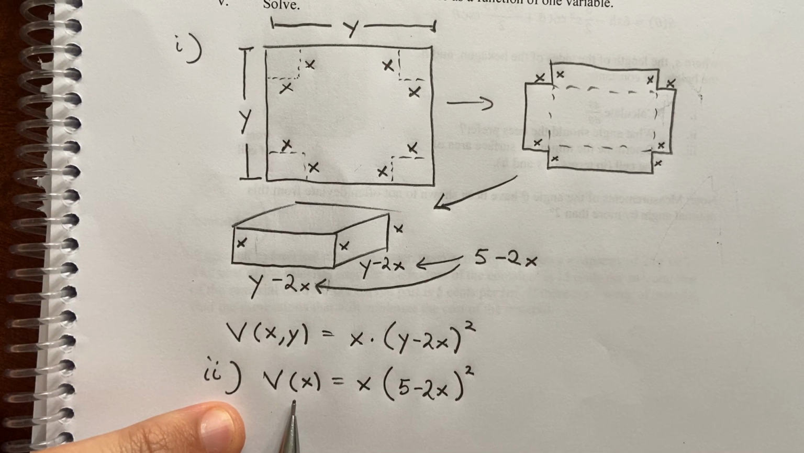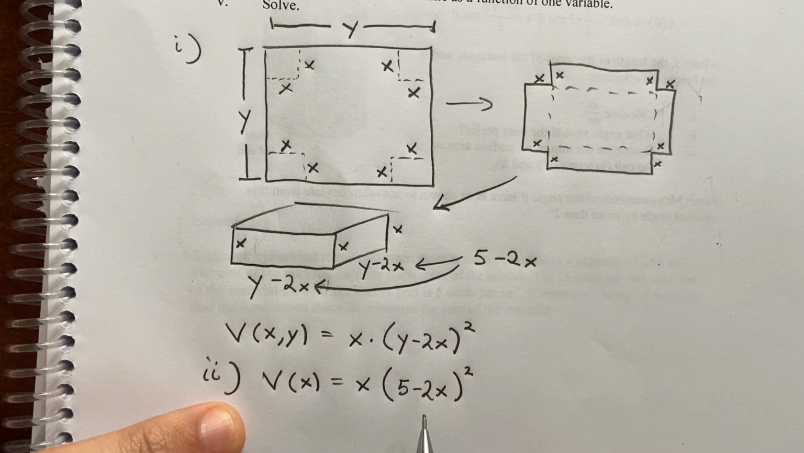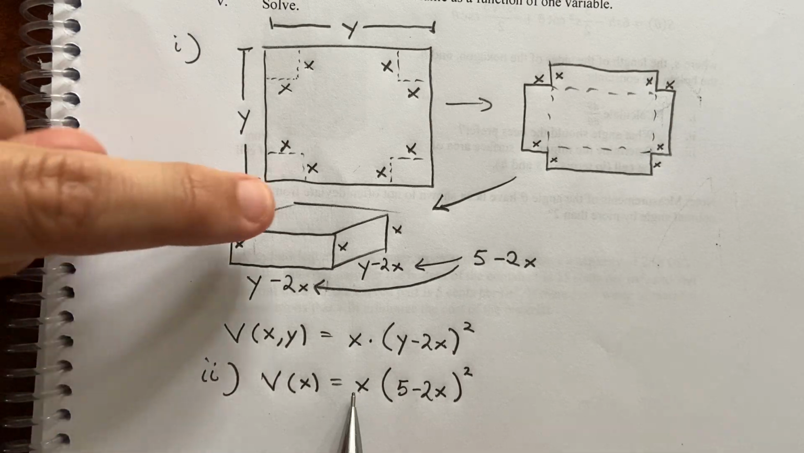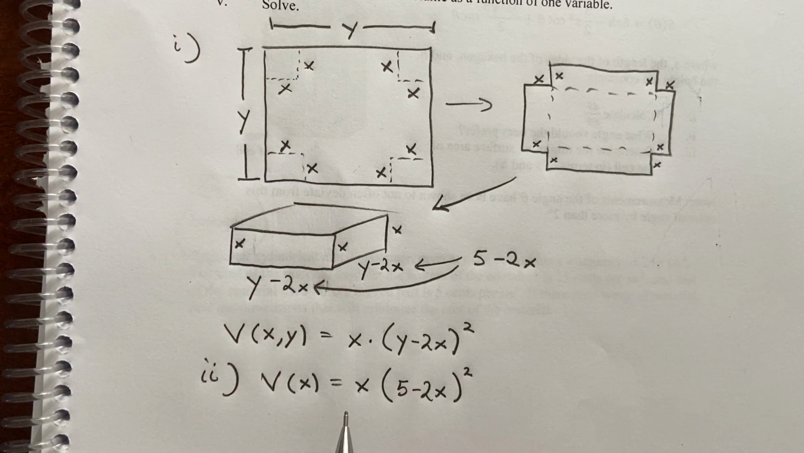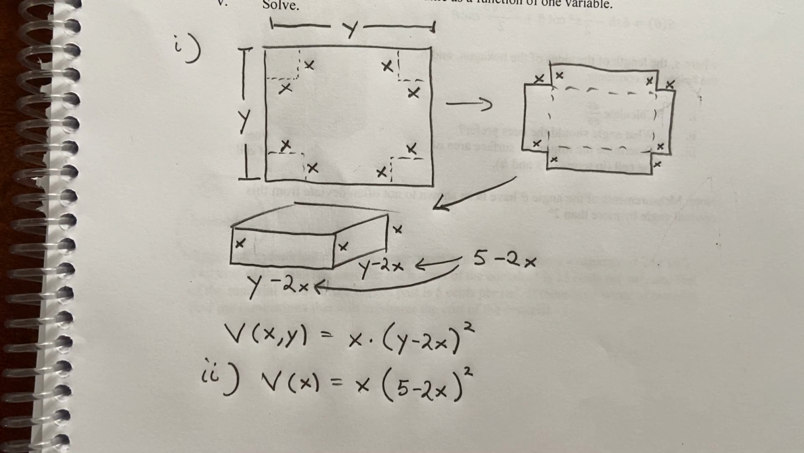Right, I'm using the volume of a prism formula. So I'll have the volume as this length times this length, in other words, (5 minus 2x) times (5 minus 2x). So that's why I have that squared. And then times the height of the box. So this is the volume formula for a box, basically.